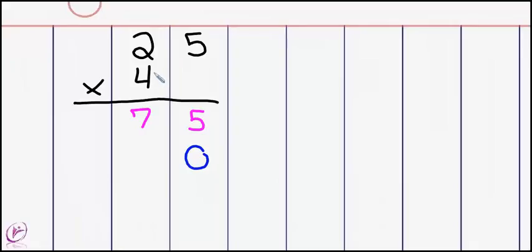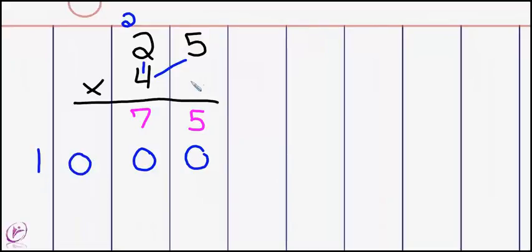Again, we multiply just like we would with a 2 by 1 digit number. We do the 4 times the number in the ones place, 5. 4 times 5 is 20. Now we multiply the 4 by the number in the tens place above, which is 2. 4 times 2 is 8, and 8 plus 2 is 10.